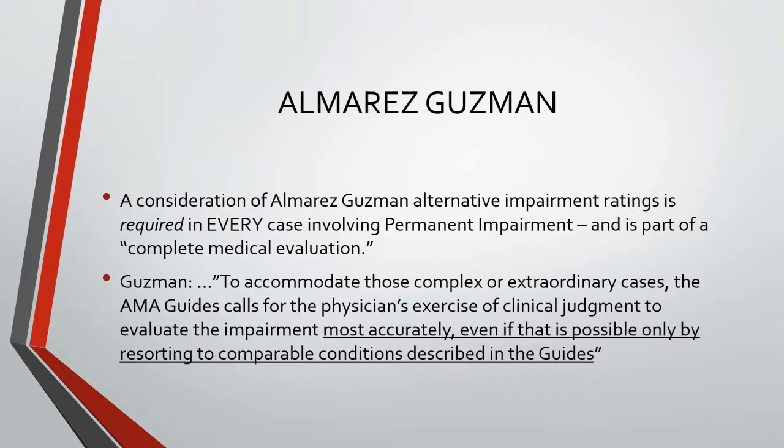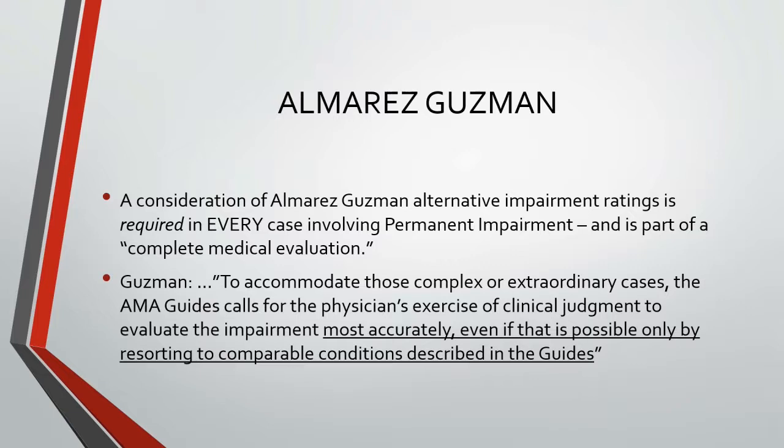And this is clearly described in the Guzman decision, which tells us to accommodate those complex or extraordinary cases. And in the Guzman decision, they referred to complex or extraordinary cases as those cases where the permanent impairment rating is either not listed in the AMA guides or is not clearly described in the AMA guides. But this now applies to all cases. The AMA guides calls for the physician's exercise of clinical judgment to evaluate the impairment most accurately. We're required to most accurately describe the impairment, even if that is possible only by resorting to comparable conditions described in other charts, other chapters, and other tables of the AMA guides.